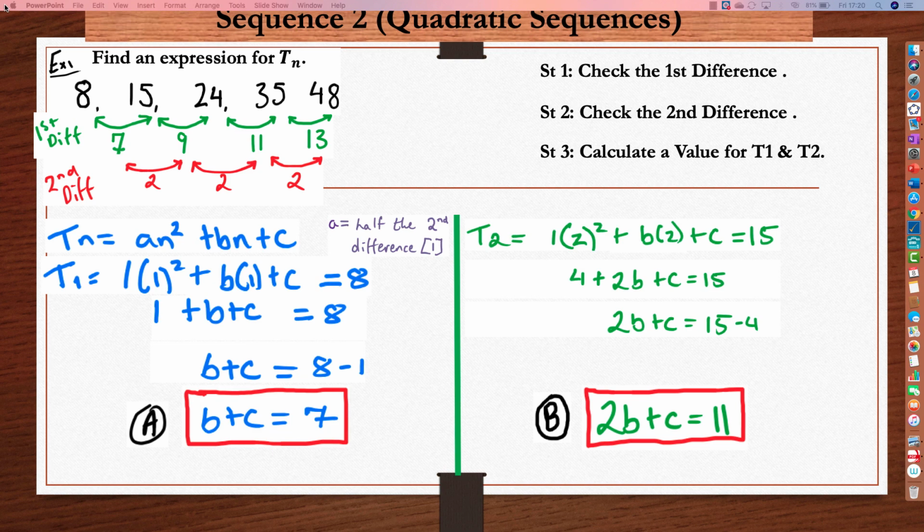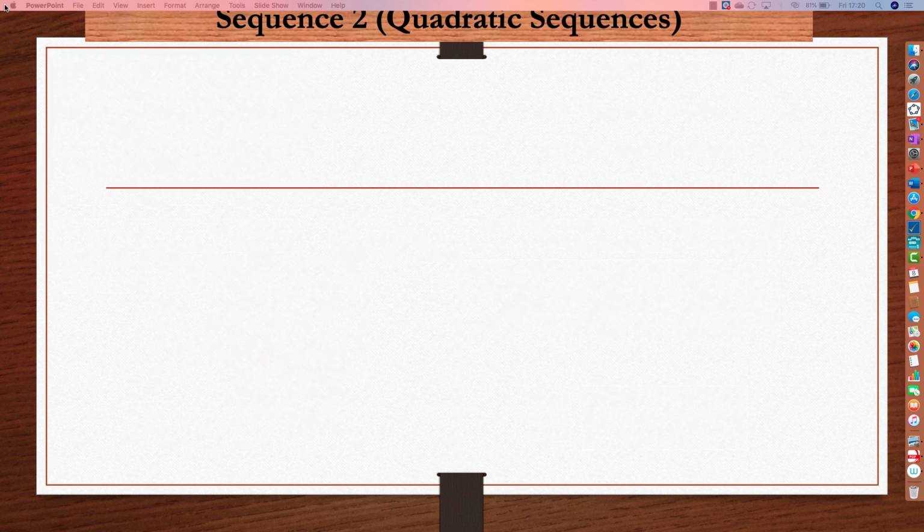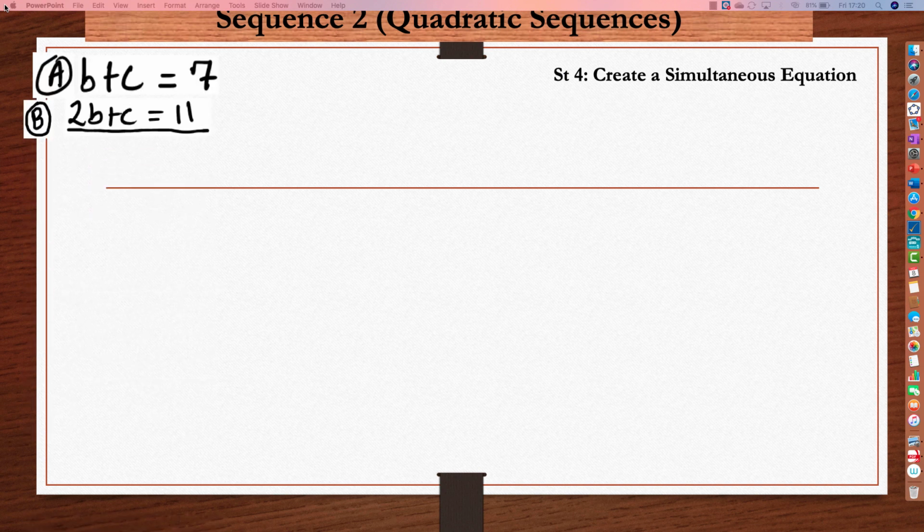You can see it, because it's two letters and a number. So we're going to do a simultaneous. Exactly. Told you we'd fly through. 2b plus c is equal to 7, 2b plus c is equal to 11.